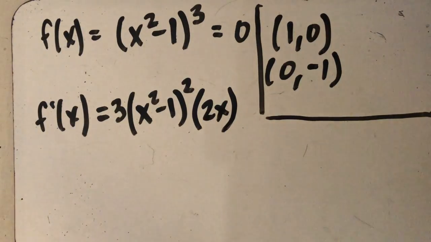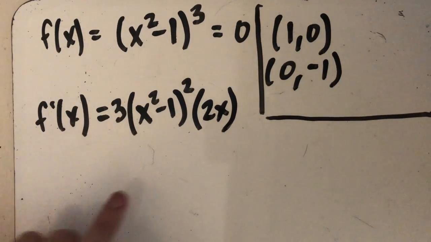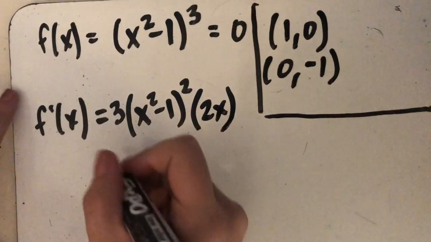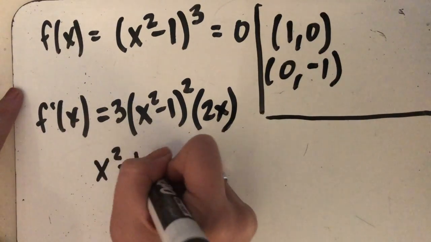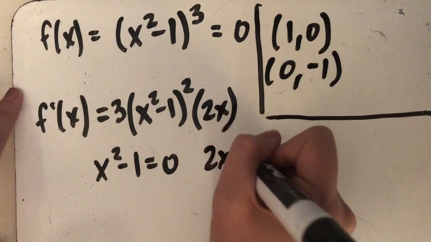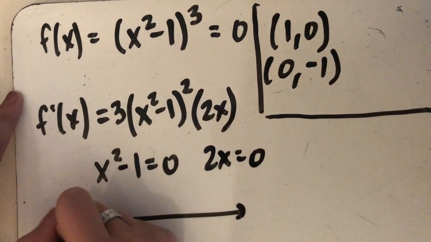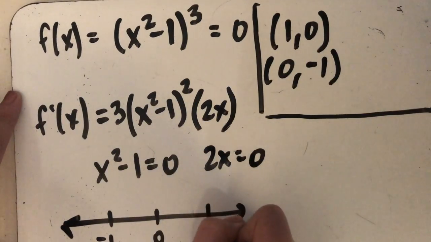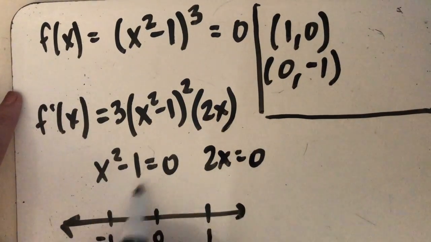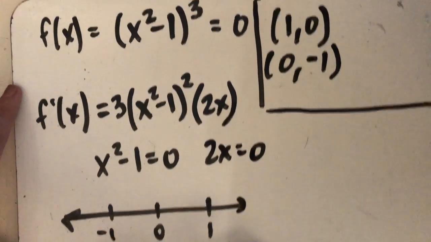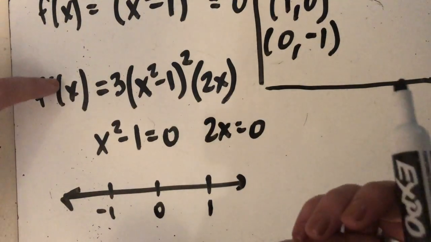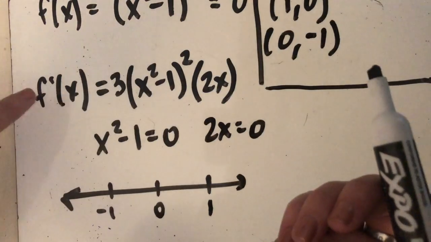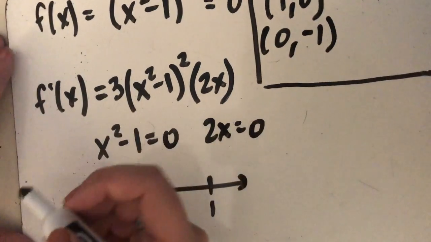And I need to find where that is equal to 0. So I'm going to take each piece separately and set it equal to 0. So x squared minus 1 has to equal 0. 2x equals 0. So on my number line, I would have -1, 0, and 1, right? -1 and 1 both coming from this piece here, 0 coming from this piece here. Now I'm going to plug it back into my derivative in order to find where it's increasing or decreasing.